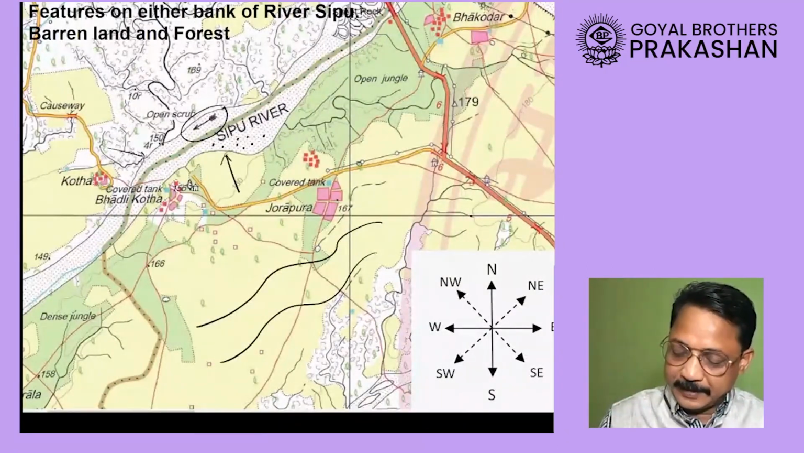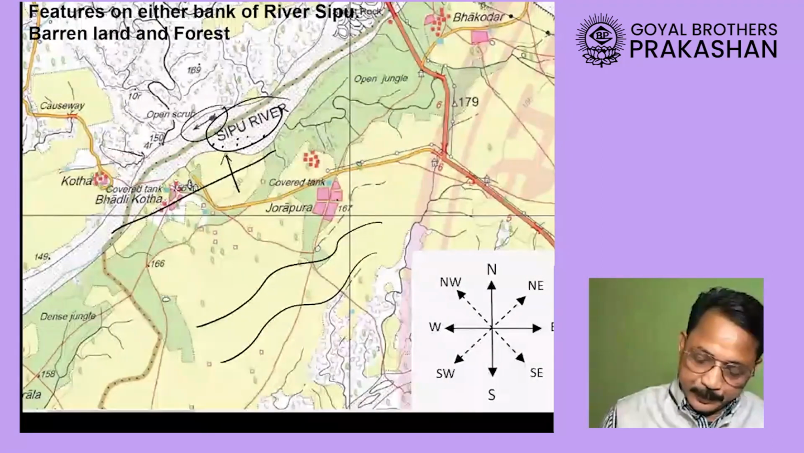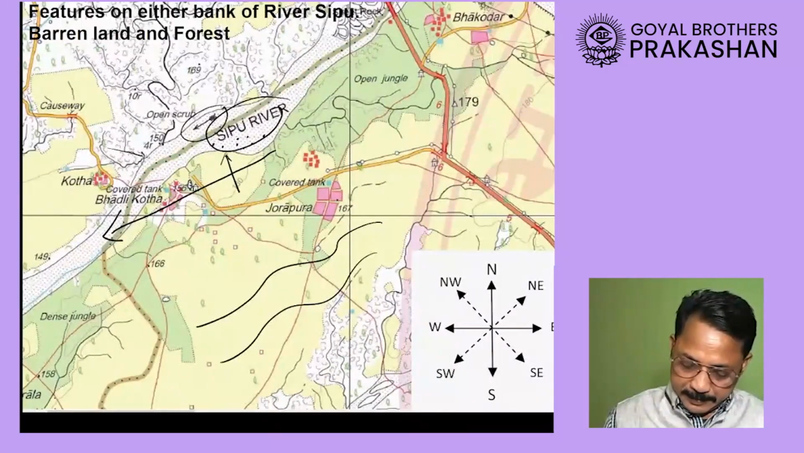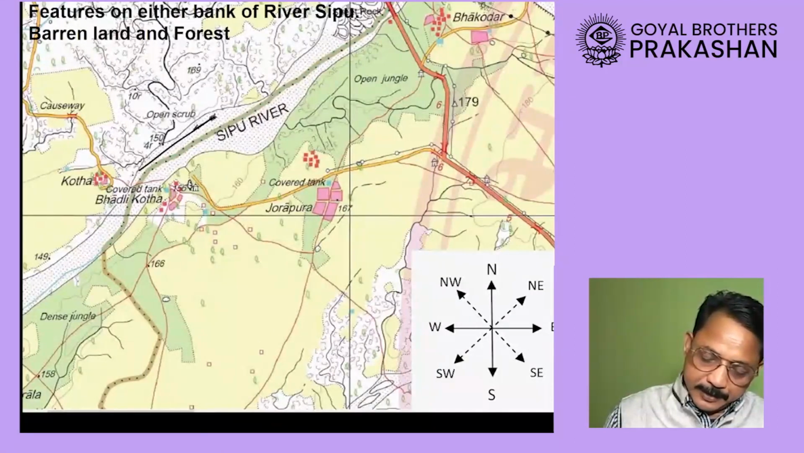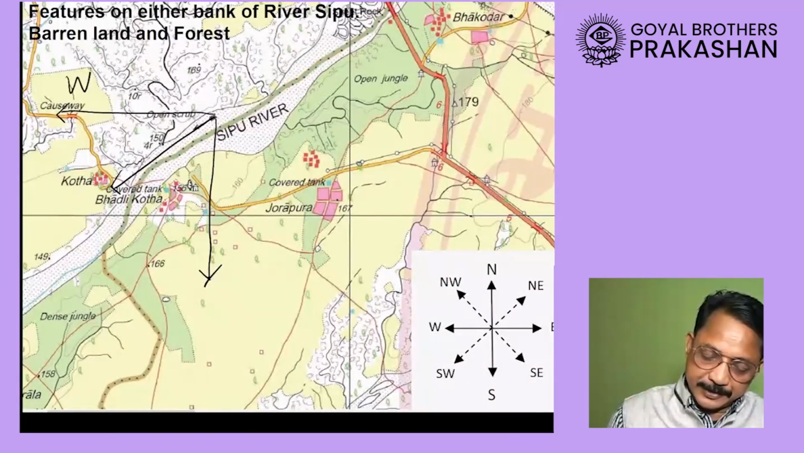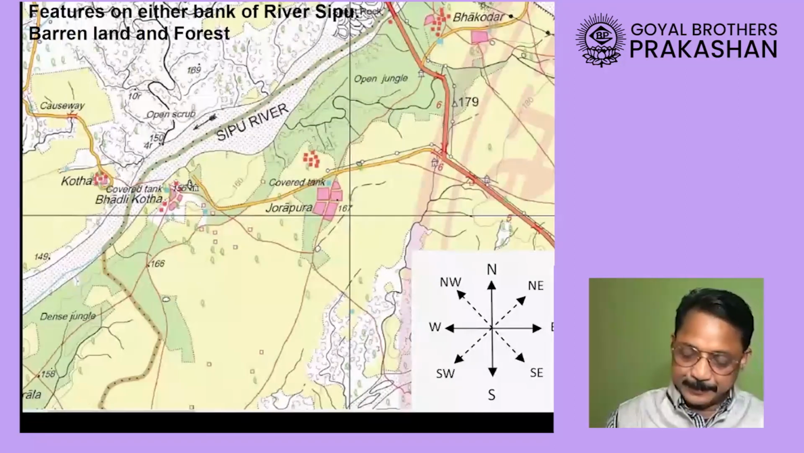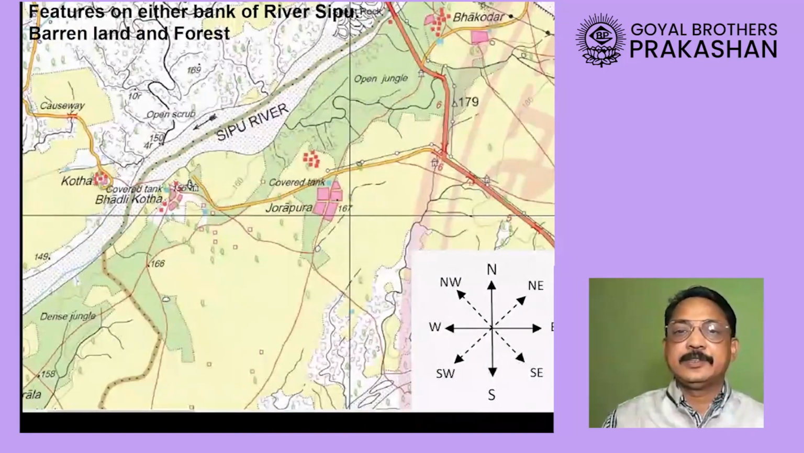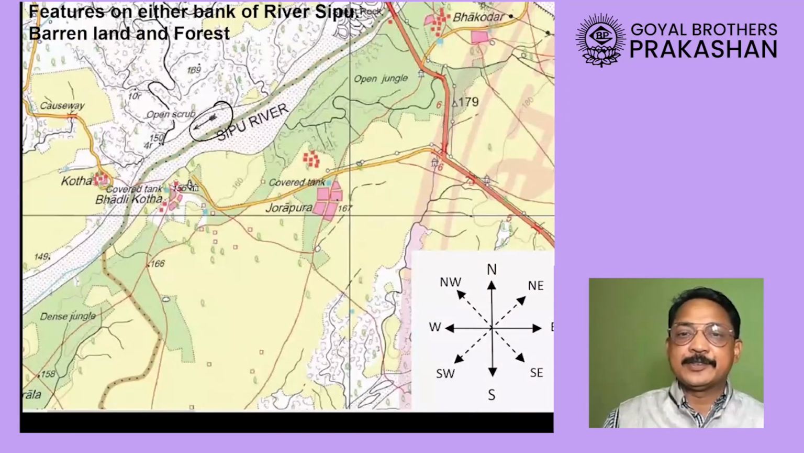Now this river is the Sipu river, so this Sipu river is flowing this way as shown in this map with the arrow. So if the river is going this way, if I go this side, I am going to south. If I go this side, I am going to the west. So I am going in between them, so it is southwest. So if the question is asked, in which direction does the Sipu river flow, it is flowing in southwest direction.